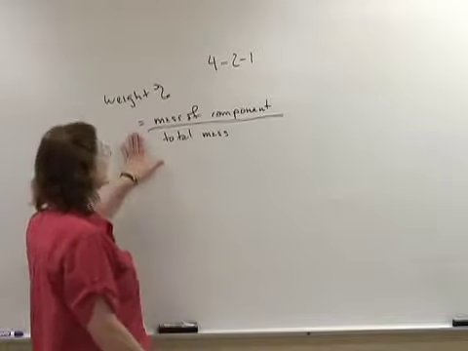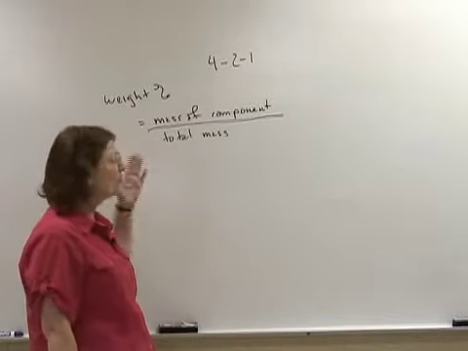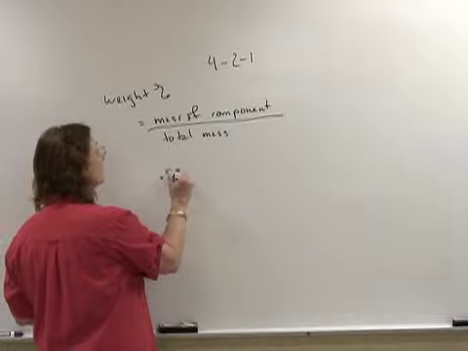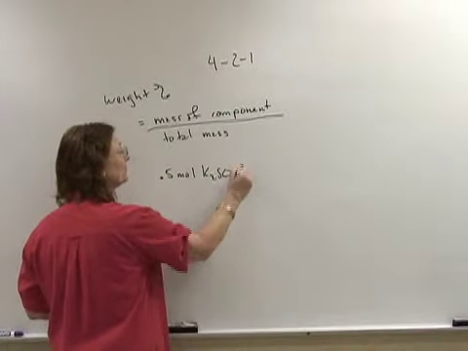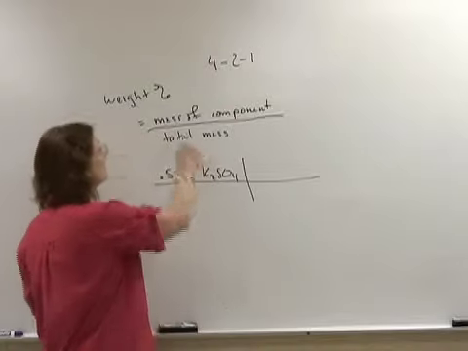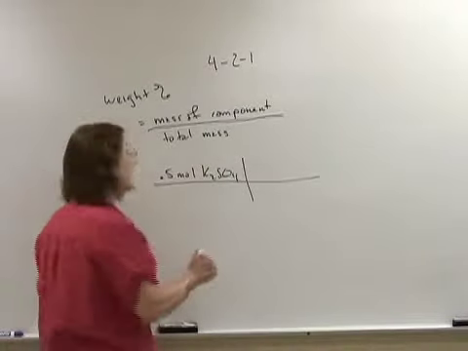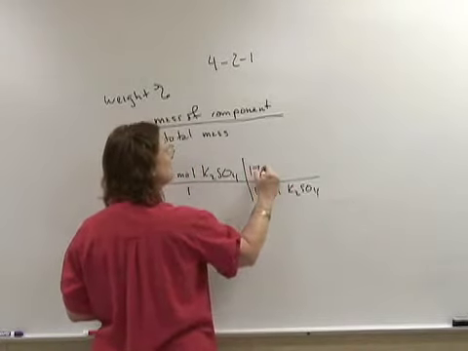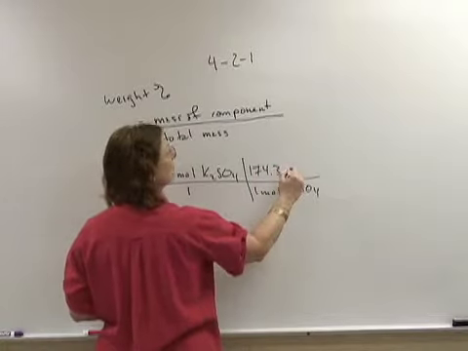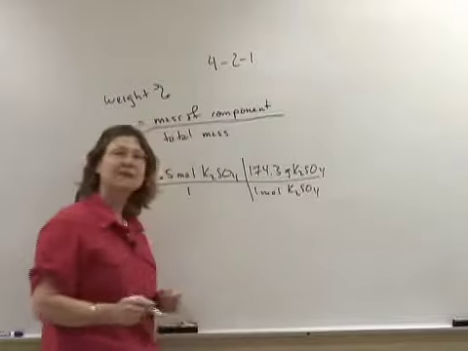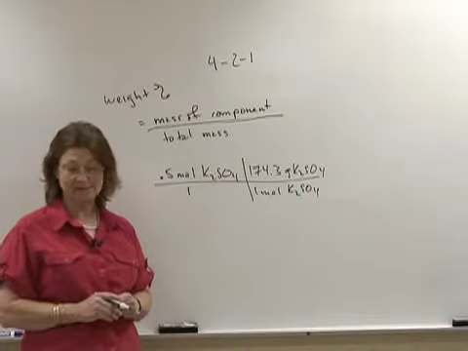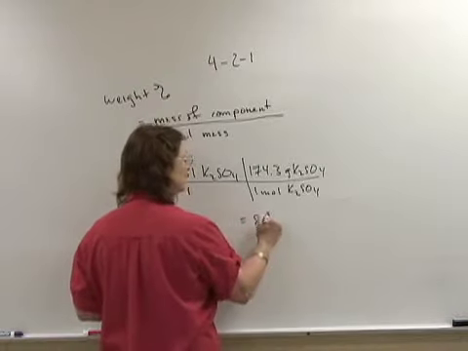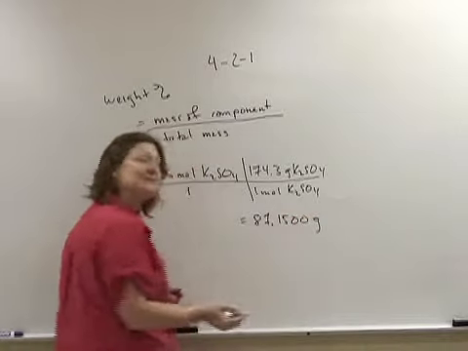Weight percent is the mass of the component divided by the total mass. The problem given to you on the worksheet as an example is that you have 0.5 moles of potassium sulfate. We need to change our moles to grams because we have a mass component that we are looking for. 1 mole of potassium sulfate has an overall mass of 174.3 grams. I add up the AMUs for this and get the formula mass. And then I find that I have 87.15 grams of the potassium sulfate.